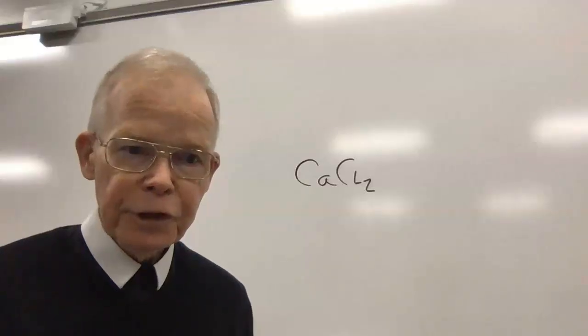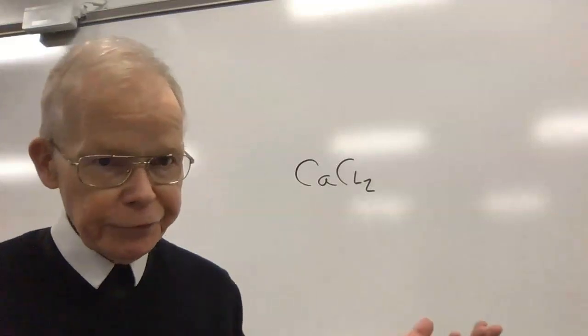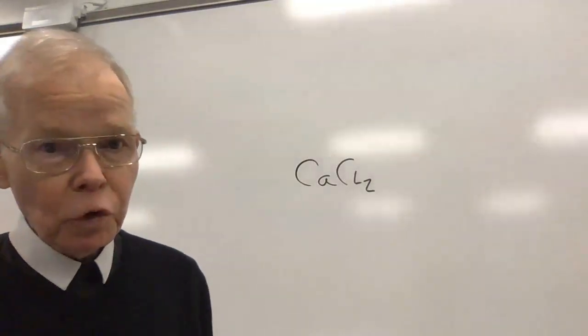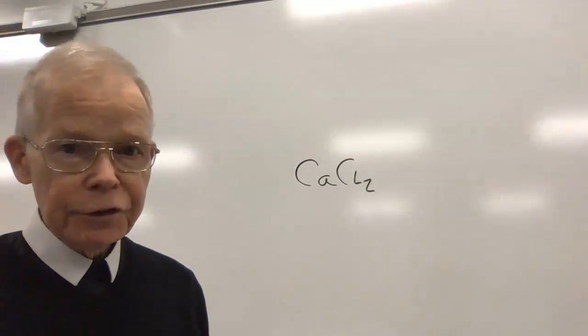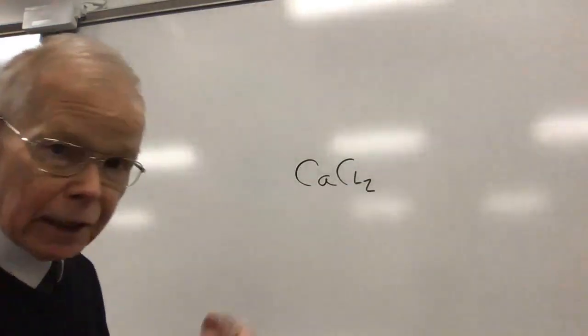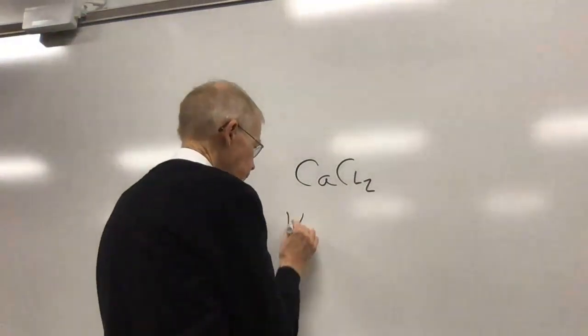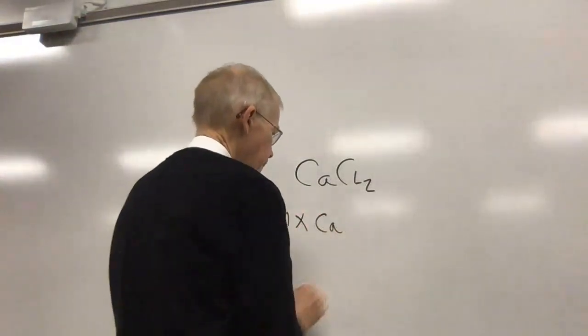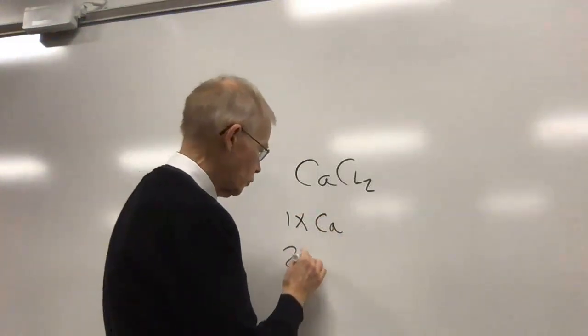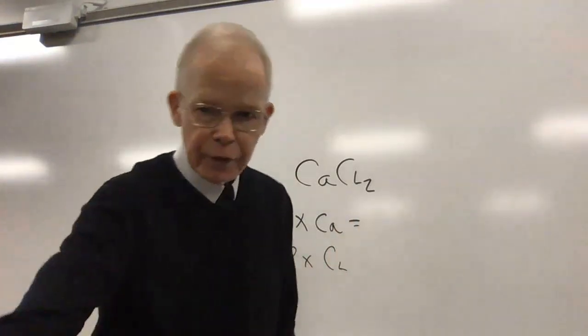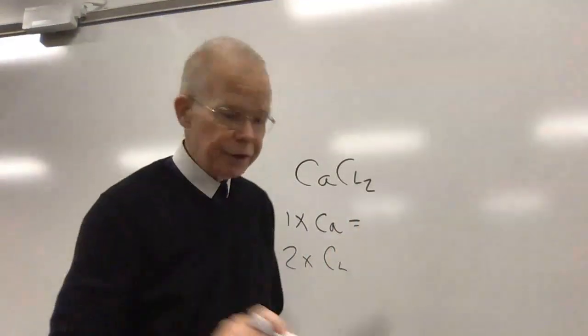I'm going to give you 2 more examples of compounds. If I want to figure out the molecular weight or the mass of a mole of calcium chloride, CaCl2, what I'll do is count how many atoms I have in the formula. I have 1 calcium. I have 2 chlorines. So I'll use my periodic table. I'll look up the masses of these.